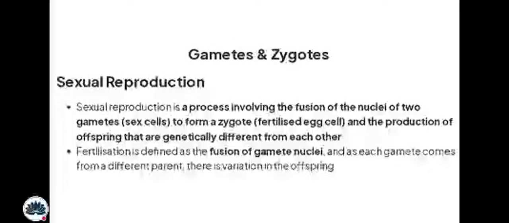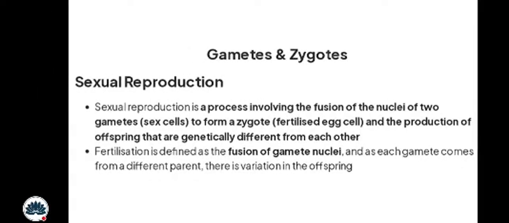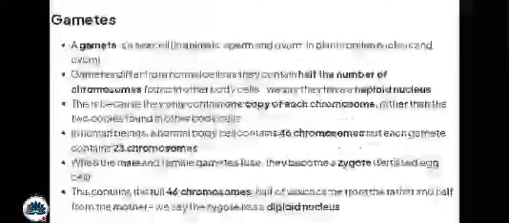If the baby is tall, it means that he took the gene of his father. So one gene from mother, one gene from father. If the father and mother are not identical to each other, how can the baby be identical? This is not a plant, these are human beings, and fertilization is defined as the fusion of gamete nuclei, and as each gamete comes from a different parent, there is variation in the offspring.